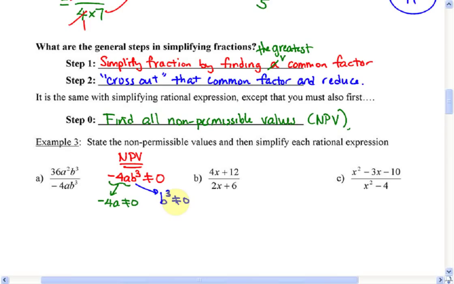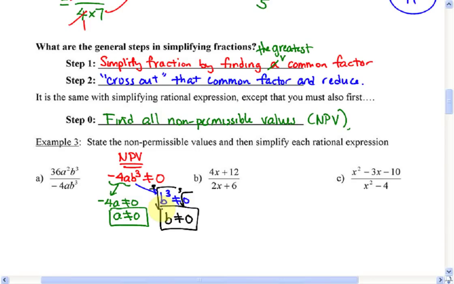So let's do the 4a part, the negative 4a. I want to get rid of that negative 4, so I'll take 0 divided by negative 4. What's that? Still 0. So there you go, a can't be 0. Now how about the b? I don't want that cube there. So what's the opposite of the cube? Take not the square root, but the cube root. What's the cube root of 0? Still 0. So therefore b can't be equal to 0. Good. Those are your NPVs.